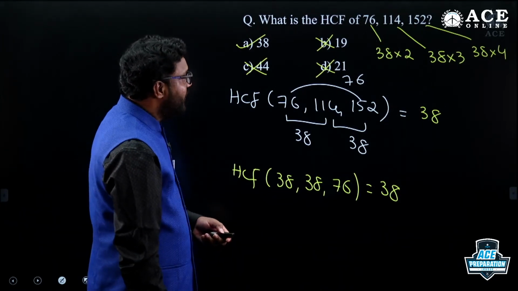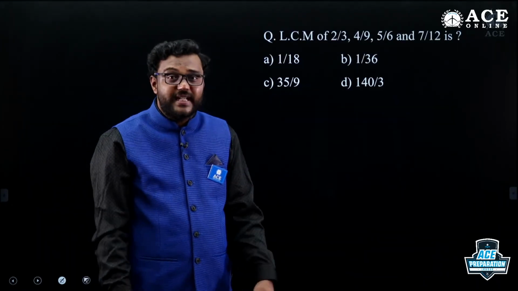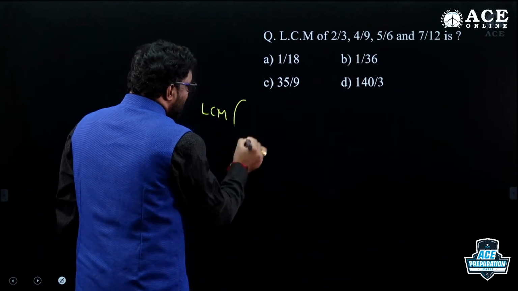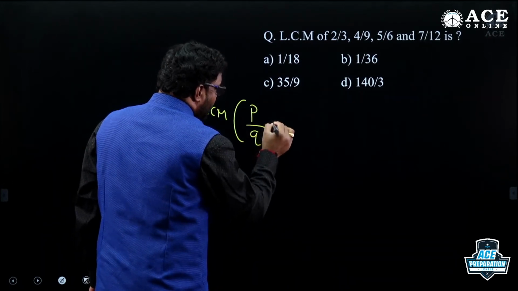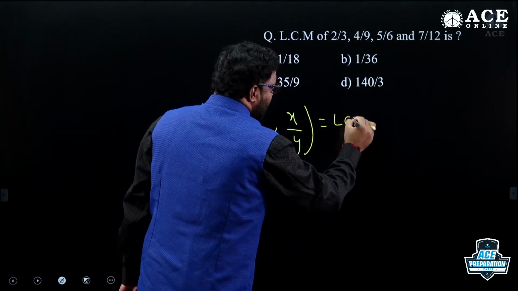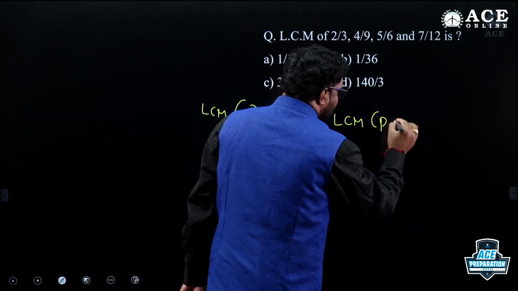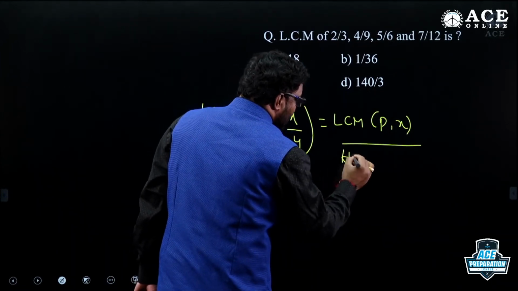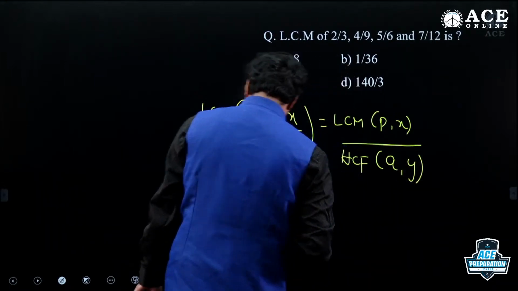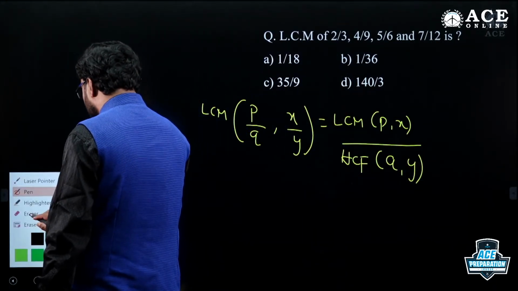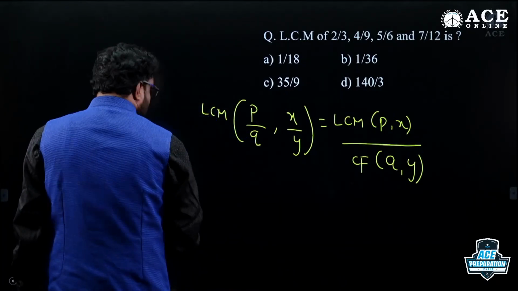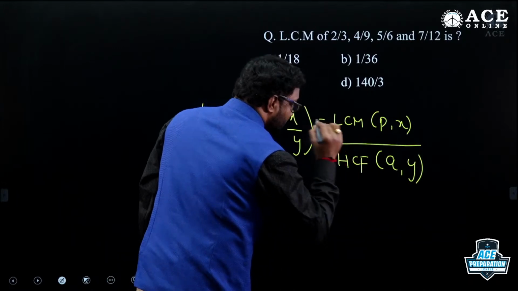Right, now we'll go for fractions, my dear friends, x by y format. Now what you have to do, LCM for the fractions, if suppose it is like p by q and x by y for example, you should do LCM for numerator values and we should perform HCF for denominator values, my dear friends. LCM for the numerator and HCF for the denominator we have to perform.